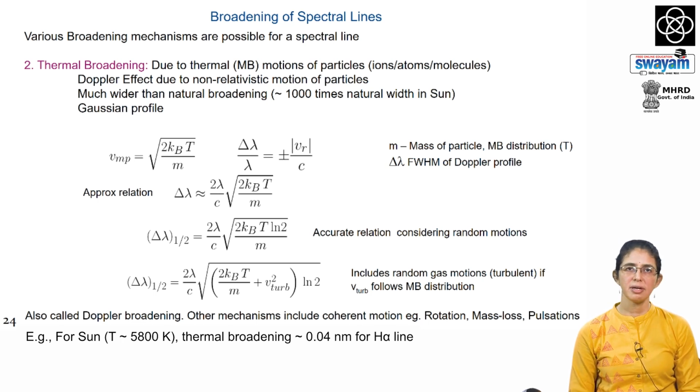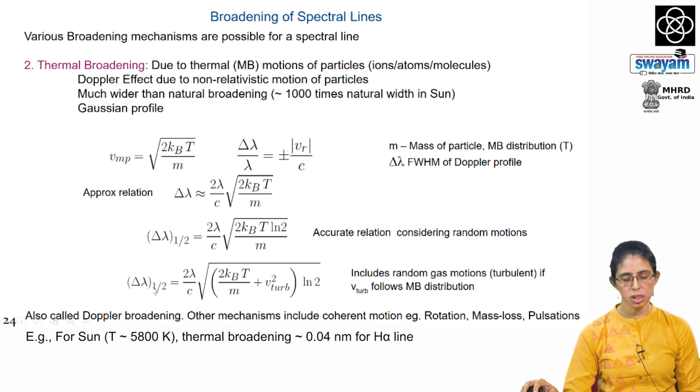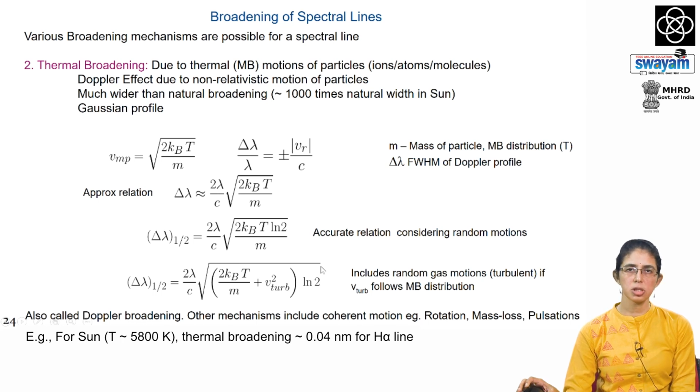Very often there are other random motions which are also included in this Doppler broadening. Random motions due to, for example, turbulence or convective effects. If one assumes that these random motions also have a velocity distribution which is similar to the Maxwell-Boltzmann distribution, then the width of the Gaussian is given by the relation shown here, where the turbulent velocity square is also included under the square root. So, this represents the Doppler broadening due to random motions of particles.